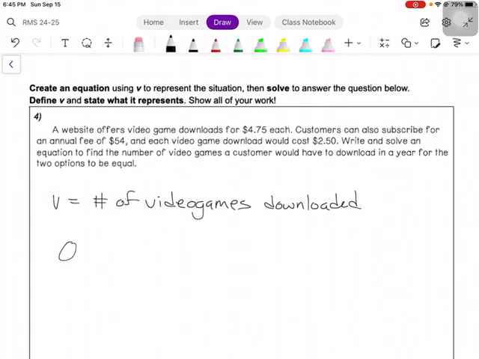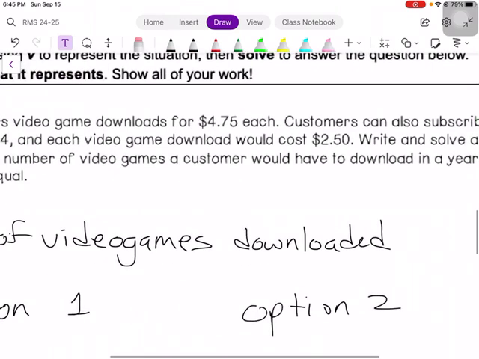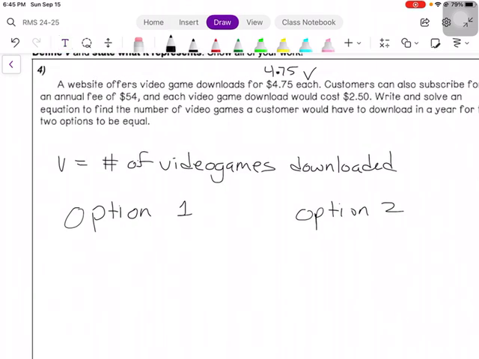Okay, so now I'm going to line up my 2 options because it said there were 2 options in the problem. Option 1 and option 2. For option 1, there is no annual fee, but each video game download costs $4.75 each. Now, when you hear the word each or per, that tells you you're multiplying that by your variable. Our variable's V. So here where I see $4.75 each, I know I'm going to write $4.75 V. So for option 1, we have $4.75 V.